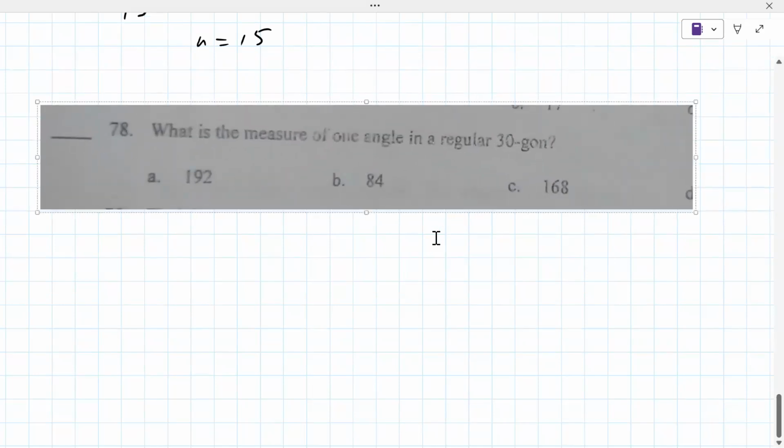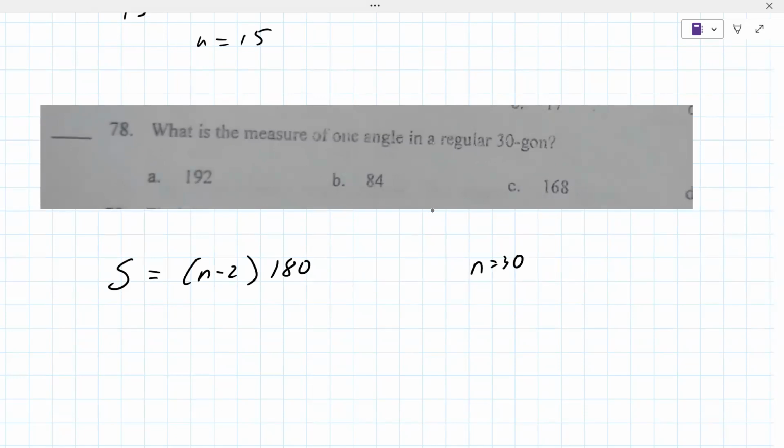What is the measure of one angle in a regular 30-gon? So the first thing is to find the sum of the angles, where n is 30. So go ahead and calculate that for us, please. And then we'll talk about how to find the measure of one of the angles. Okay. I got 5,040.